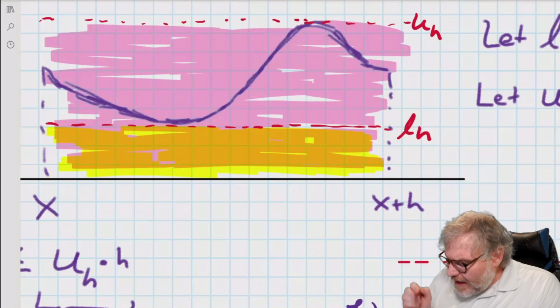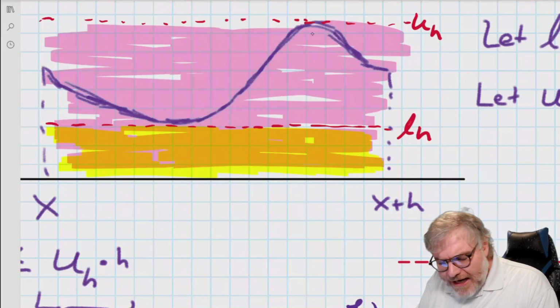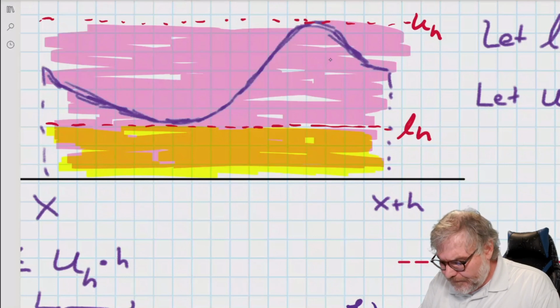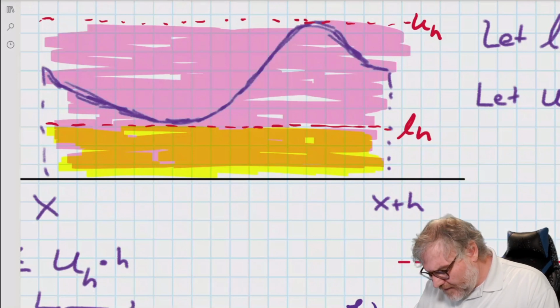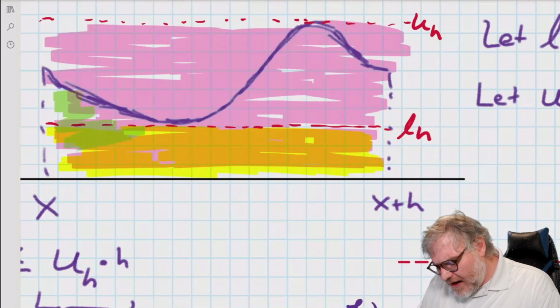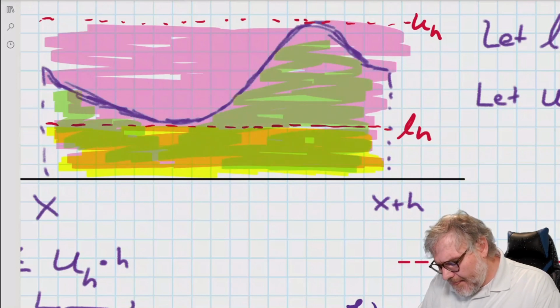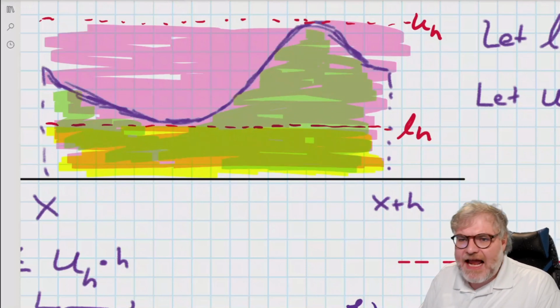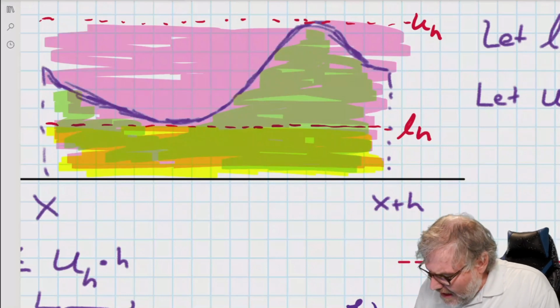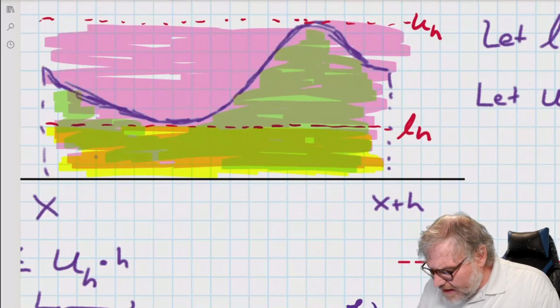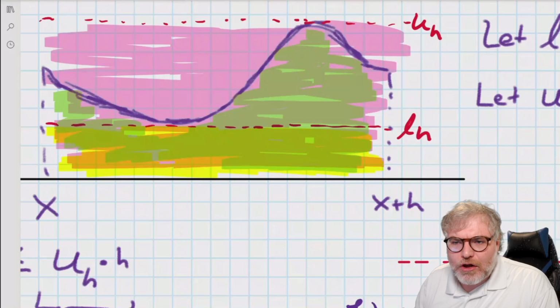Okay. And notice that my actual area from x to x plus h under this curve is trapped, right? So if I think of this as the actual area, notice that U_h is bigger than that actual green area. And L_h, that lower rectangle, is going to be smaller.